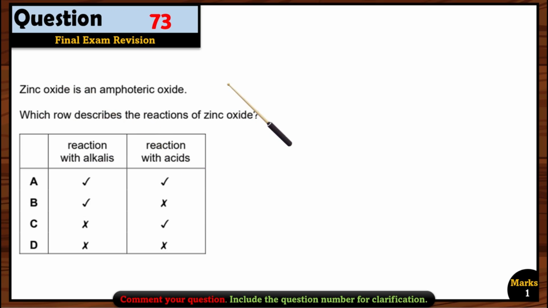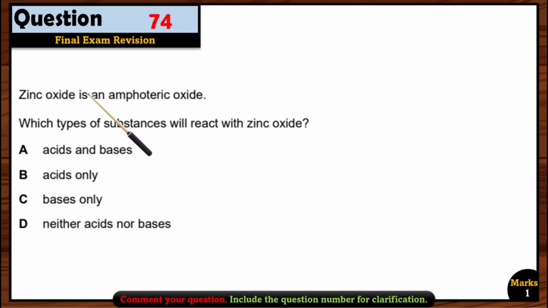Zinc oxide is amphoteric. Which row describes the reaction of zinc oxide? Of course, it will react with both acid and bases. So option A is right. Question 74. Zinc oxide is amphoteric. Which type of substance will react with the zinc oxide? Both acid and bases. So option A is right.